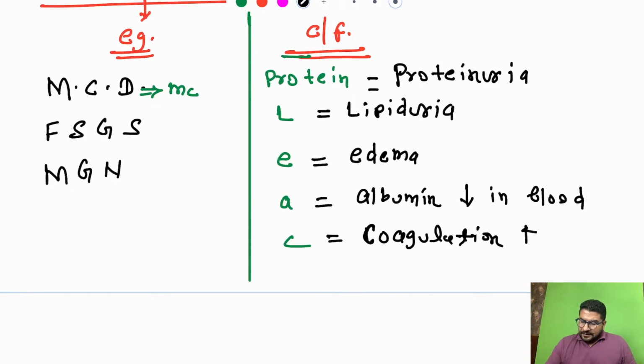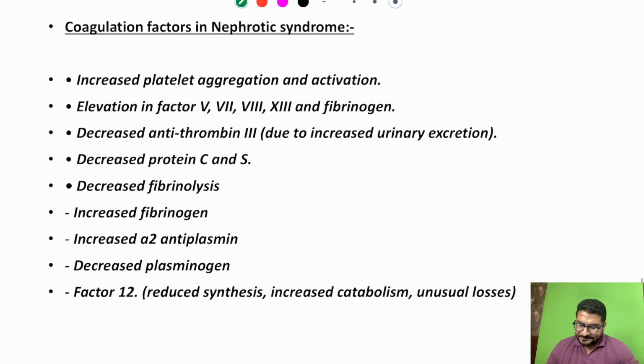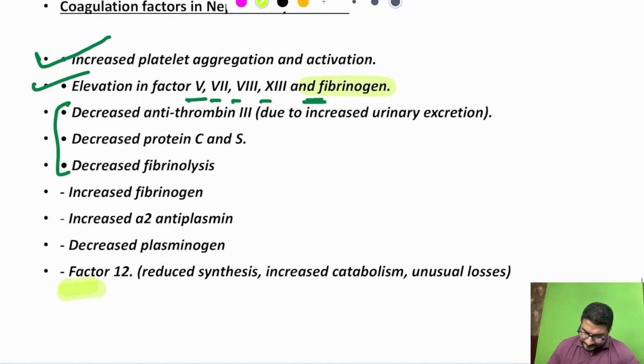Done. Now they ask you some coagulation factors in nephrotic syndrome. Remember, there is increased platelet aggregation and activation, and increase in factors 5, 7, 8, 13 and fibrinogen. Then you can see decreased antithrombin 3, decreased protein C, decreased fibrinolysis. So these things are decreased. Fibrinogen is important, that's why I'm writing it again. This is very important, they ask you in the exam. Increased alpha 2 antiplasmin, decreased plasminogen, right? Then factor 12 synthesis will also reduce.